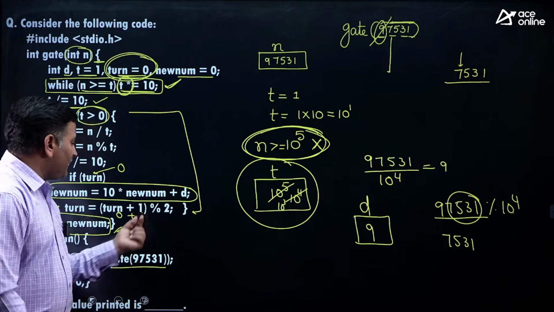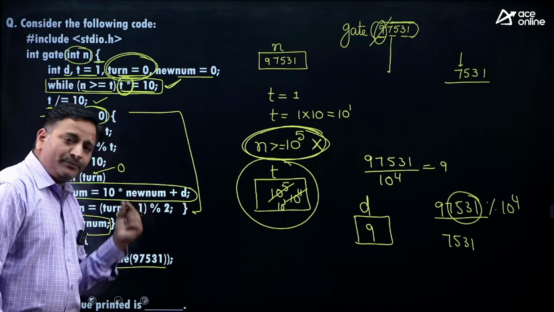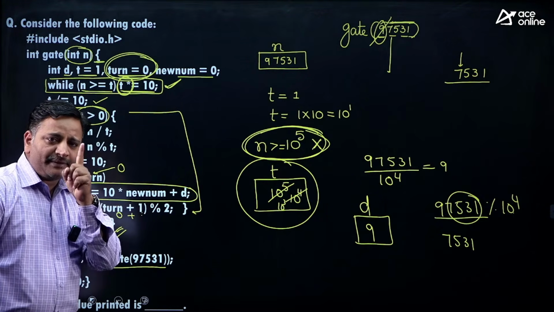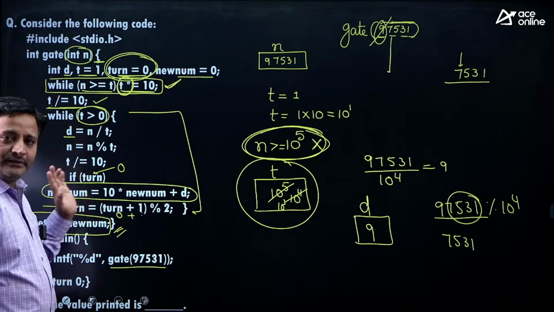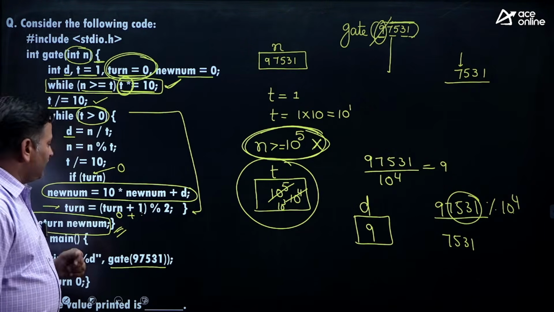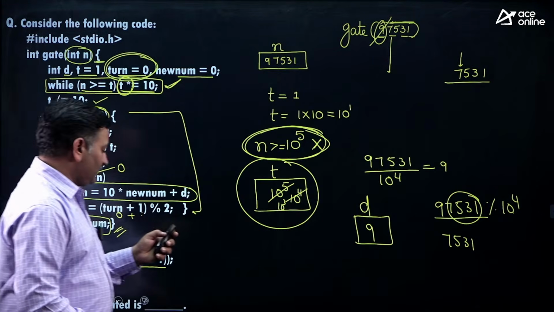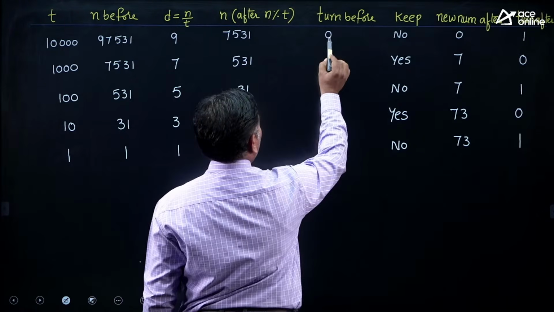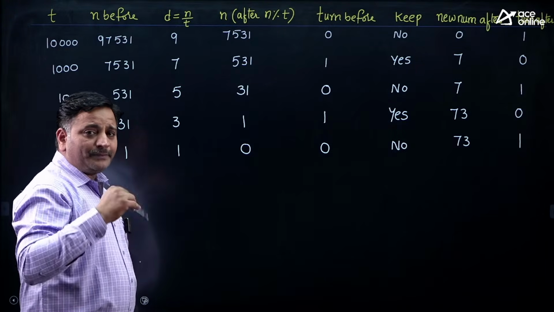It means that whenever you are applying the modular arithmetic operator with 2, there are only 2 possibilities, friends. Either the remainder may be 1 or it may be 0. So I understood that turn may be either 0 or 1. Is it clear? Initially turn value, how much? That is 0. Turn value is 0. So therefore, I clearly mentioned that turn before is 0.